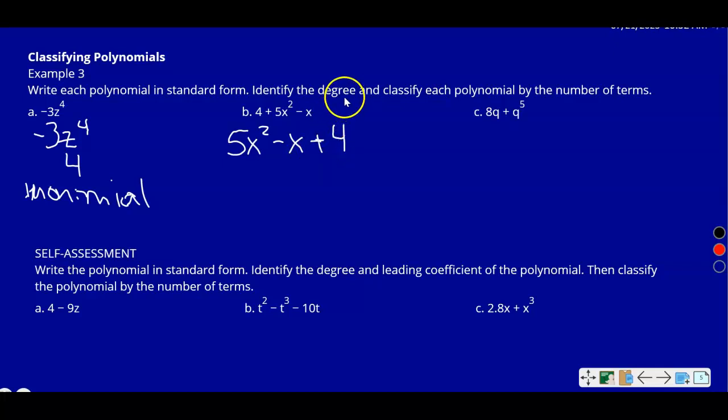All right, so this one has a degree of 2 because your highest exponent is a 2, and this one has 1, 2, 3 terms, so this one is a trinomial.